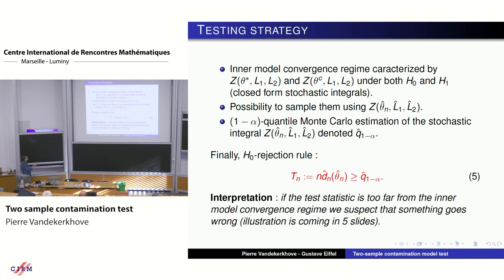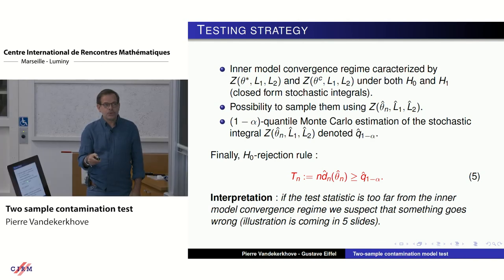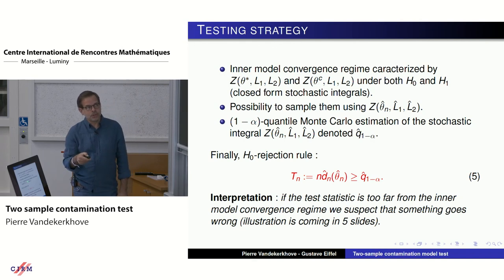So if you are able to now sample these stochastic integrals, you can also evaluate their quantile, so the 95% quantile, in an empirical way. So you can compute this by Monte Carlo method. So you can decide a rejection rule, saying that if Tn exceeds this quantile, I will basically reject my model. If you want to interpret this, if the test statistic is too far from the inner model convergence regime, you suspect that something is going wrong. So I will illustrate this departure in five slides.